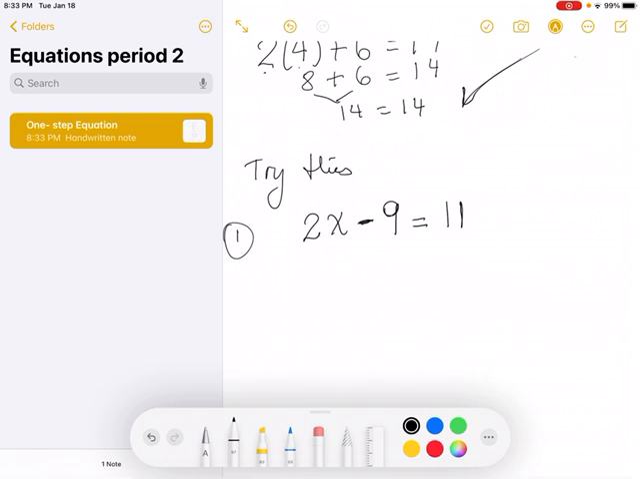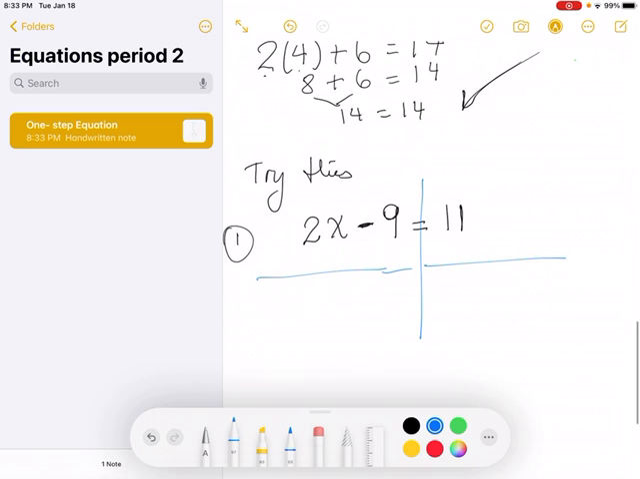Okay, now that you're back, I'm just going to do the work and you check if you did this correctly. I'm going to get rid of the 9. If it's minus 9, I add 9 on both sides. 9 and 9 cancel out. I bring down what's left. On the left side is 2x. On the right side, 11 plus 9 is 20. My next step will be to divide both sides by 2.